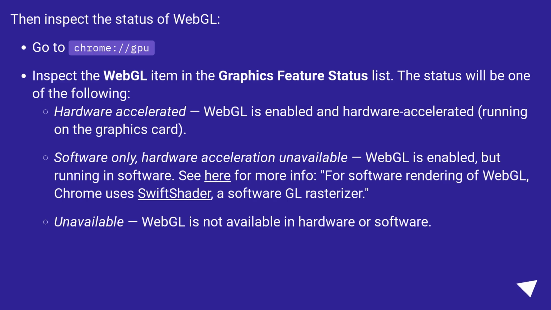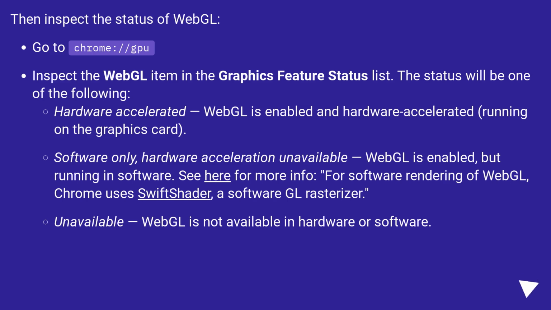Then inspect the status of WebGL. Go to chrome://gpu. Inspect the WebGL item in the Graphics Feature Status list. The status will be one of the following. Hardware accelerated: WebGL is enabled and hardware accelerated, running on the graphics card. Software only, hardware acceleration unavailable: WebGL is enabled, but running in software. See here for more info.